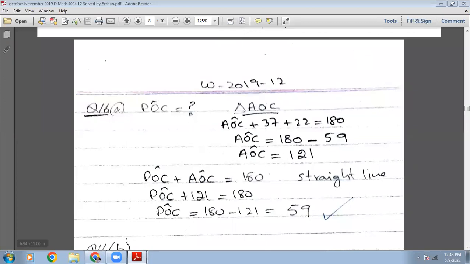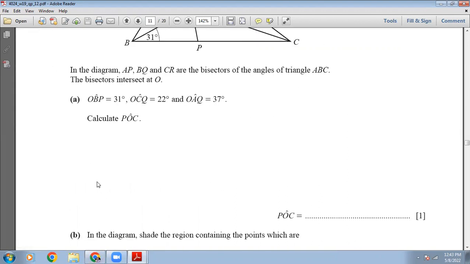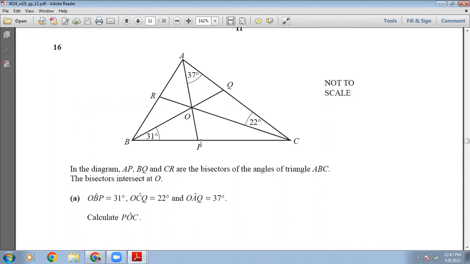Okay, so my dear students, we are on question number 16 of the winter 2019 1-2 paper. Question number 16 is showing up on your screen. It says in the diagram, AP, BQ, and CR are the bisectors of the angles of the triangle ABC. So this is 37, this is 37, this is 22, this is 22, this is 31, this is 31, because these are the angle bisectors. The question is, calculate the angle POC. They want you to find this angle.